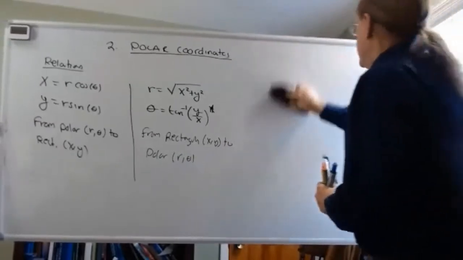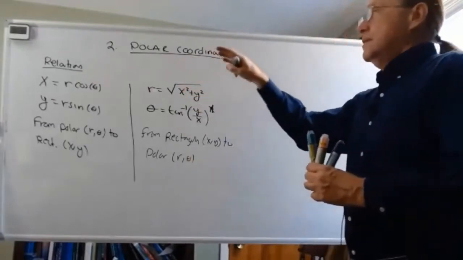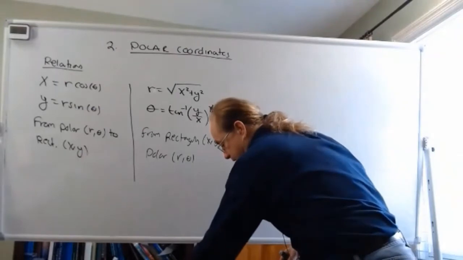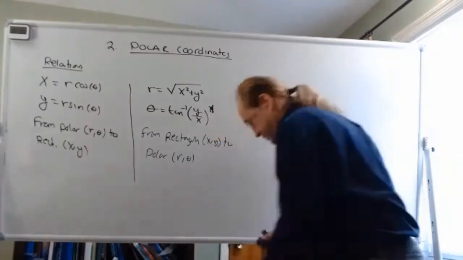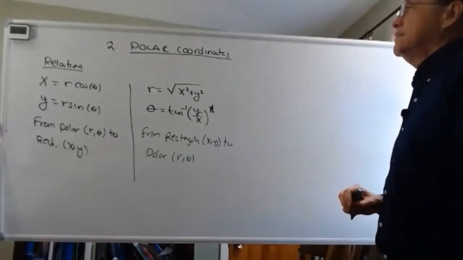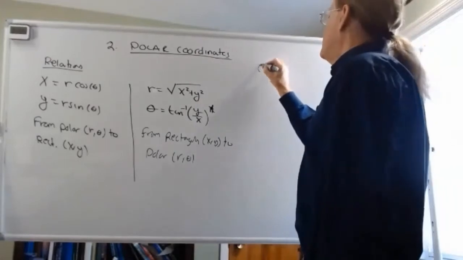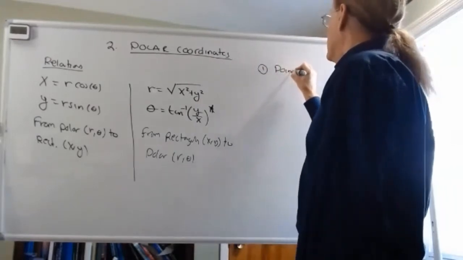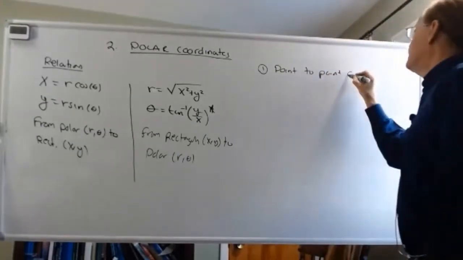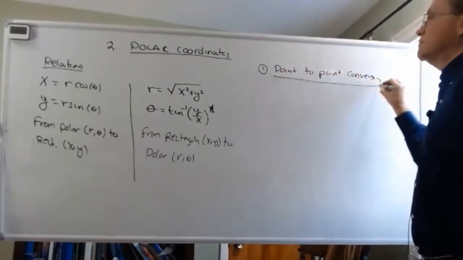So how do we apply those? This is the key. These are the things that you really want to definitely commit to memory. They will come up time and time again throughout your mathematics career and your engineering and science career. Okay, so two types of conversions. One type of conversion is point-to-point conversion: given one point, find the other in the other coordinate system. Point-to-point conversions.